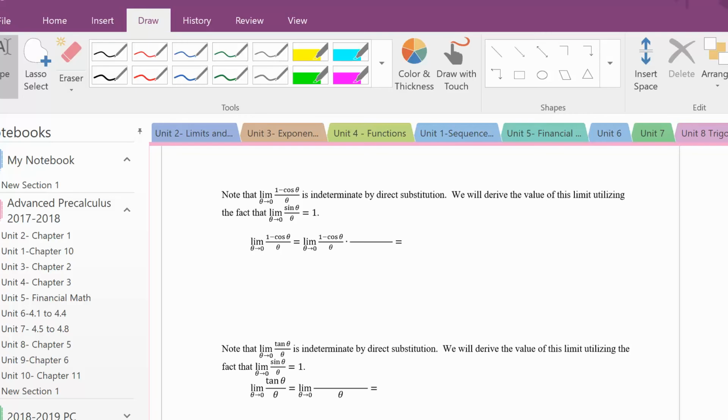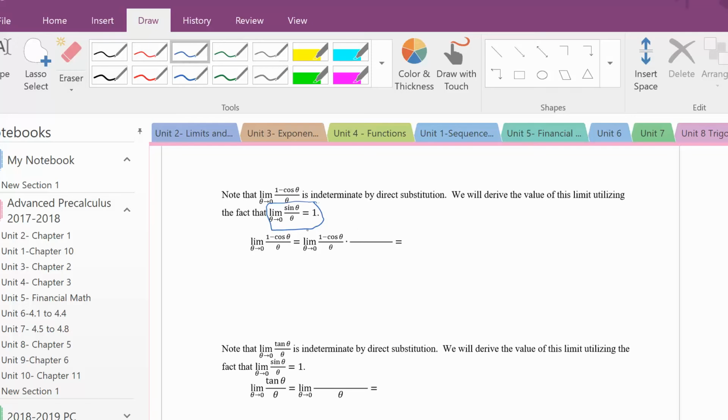Right, welcome back. Last video we found the limit as theta approaches 0 of sine theta over theta is 1. So what we're going to do is use that limit to derive other special trig limits, like the limit of 1 minus cosine theta over theta as theta approaches 0. Because if I put 0 in here, it's indeterminate, because I get 0 over 0, because cosine 0 is 1.